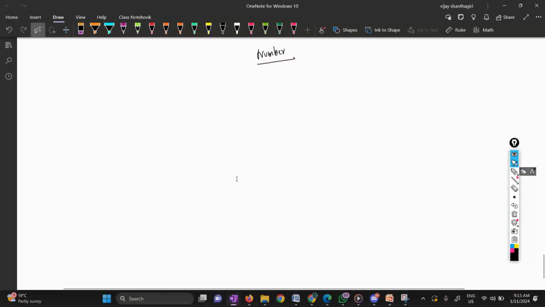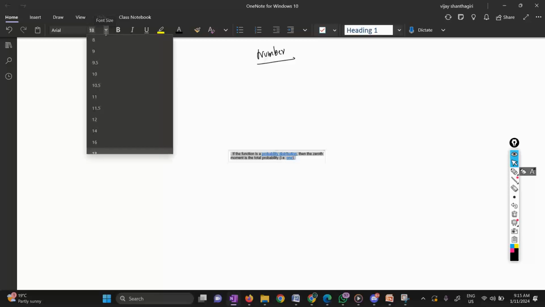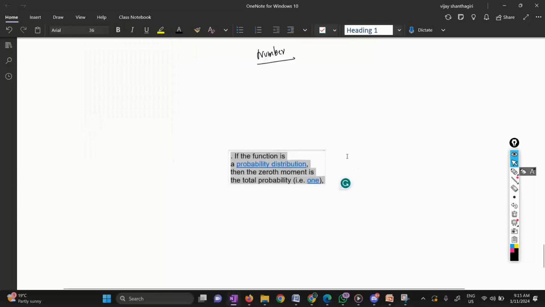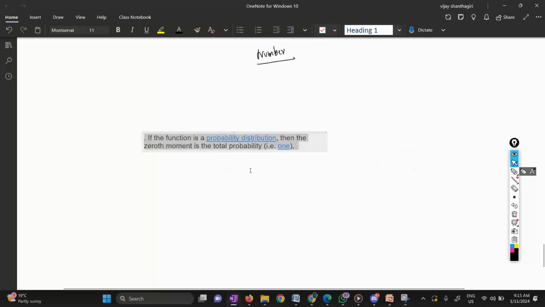then so far whatever we have been doing, this is the end. If you want a benchmark as to whether you have arrived at the scene of data science, you have to understand this. The zeroth moment is the total probability.